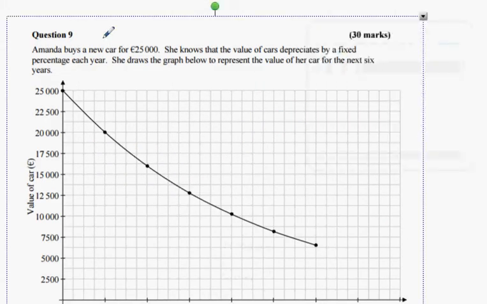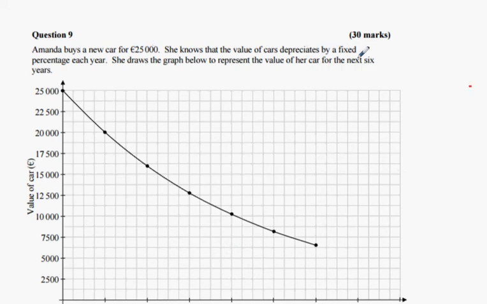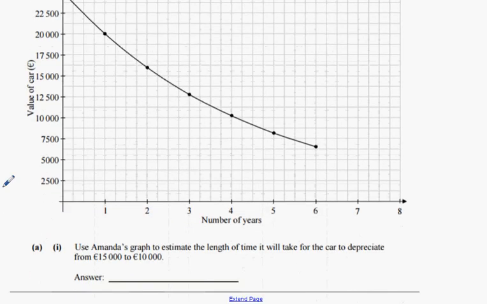Question 9 is, Amanda buys a new car for 25,000 euro. She knows that the value of the car depreciates by a fixed percentage each year. She draws the graph below to represent the value of her car for the next 6 years. Using Amanda's graph, estimate the length of time it will take for her car to depreciate from 15,000 to 10,000. What do you think of that one, guys? 15,000 to 10,000.